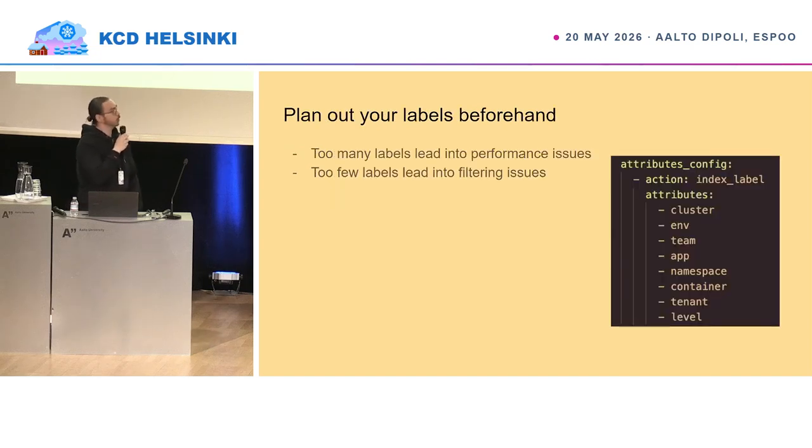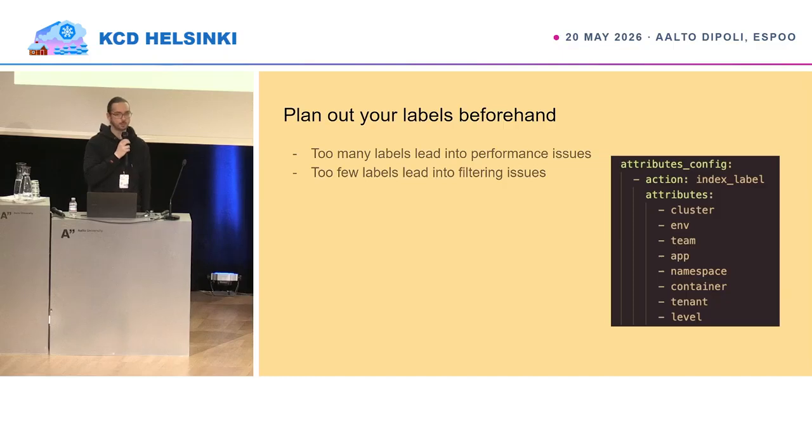So on the log side, plan out your labels before you even start to implement, because with too many labels you're going to have performance issues, and with too few labels you're going to have filtering issues. For example, we came up with this initial list of labels: cluster, env, team, app, namespace, container, tenant, and level.